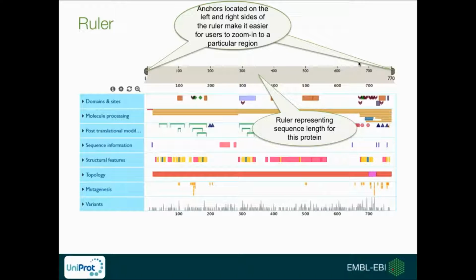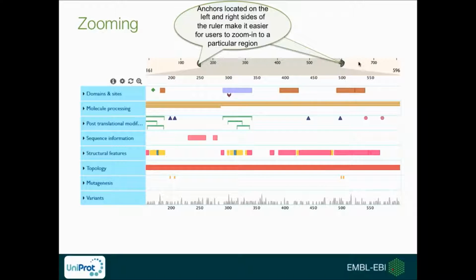Let's start with the ruler, which is located on the top. It gives you all the information related to the length of the protein. And it has anchors on the left and on the right that make it easier for you to zoom in and to move to a particular region within the protein sequence. In this slide, we have already used these anchors in order to zoom in to a smaller region than the whole length of the protein.